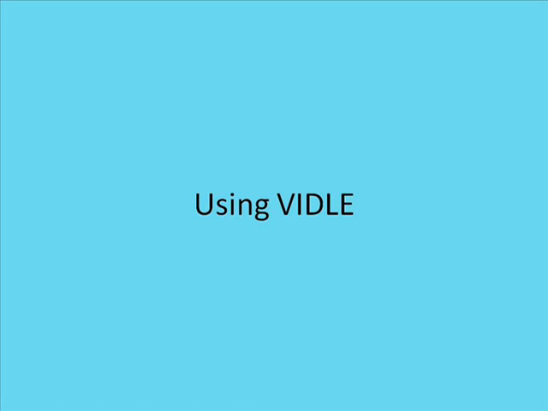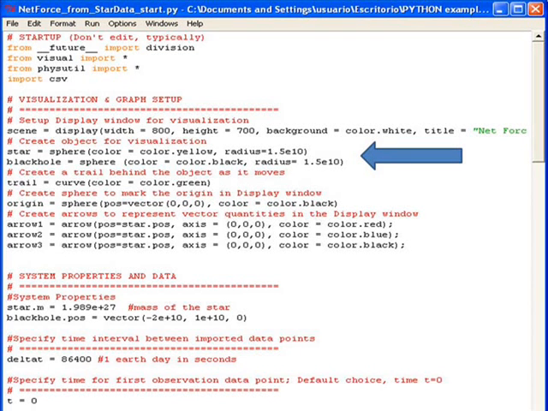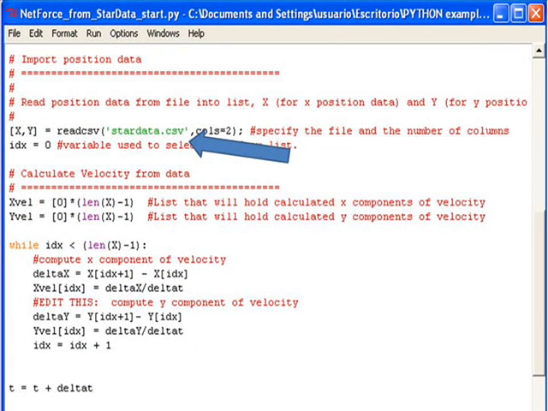On the code, in the visualization and graph setup, I added the black hole. In system properties and data, I changed the values to the information given. This means I placed the value for the mass of the star, the initial position of the black hole, and the delta t time traveled in seconds. Under import position data, I obtained the CSV file and added it to the code.